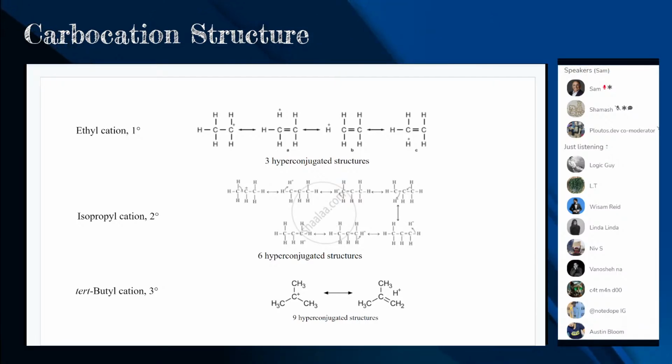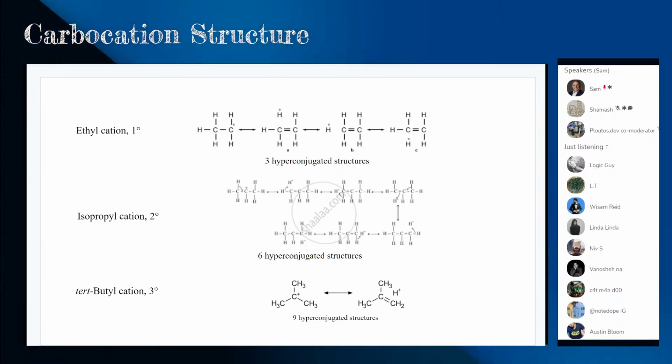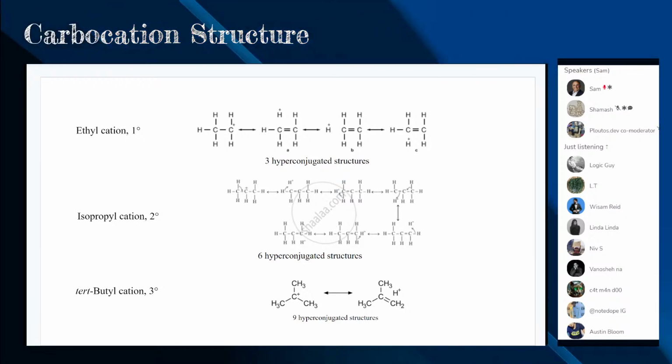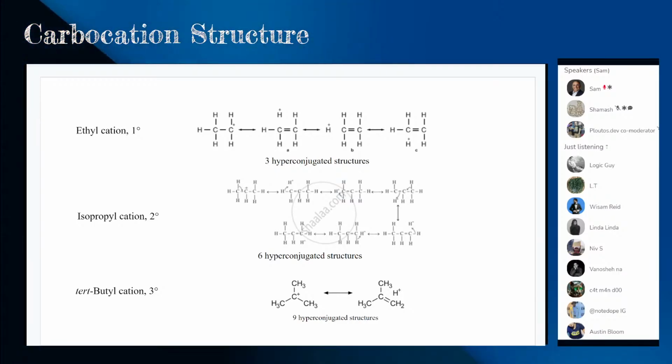So electronics and sterics both lead to the same conclusion, and that conclusion is borne out by experimental results as well. So when we look at the reactivity of these carbocations, we see that ethyl cation is the most reactive of these three, and t-butyl cation is less reactive.